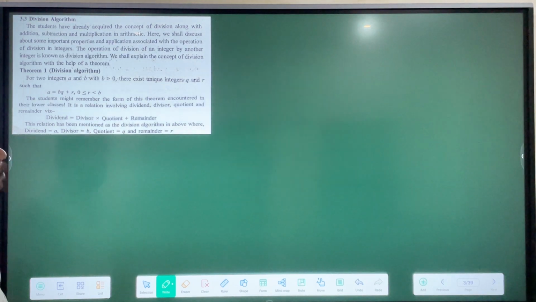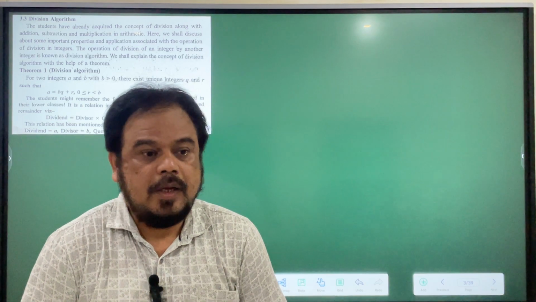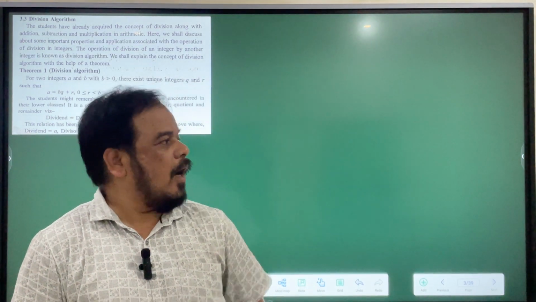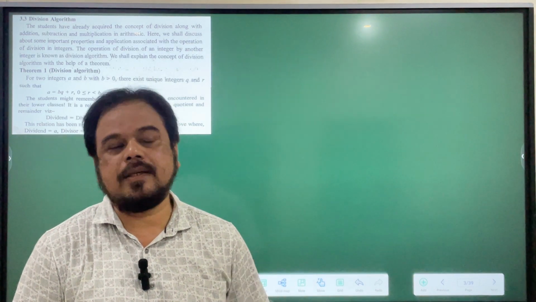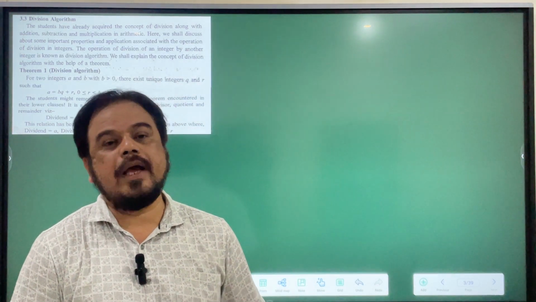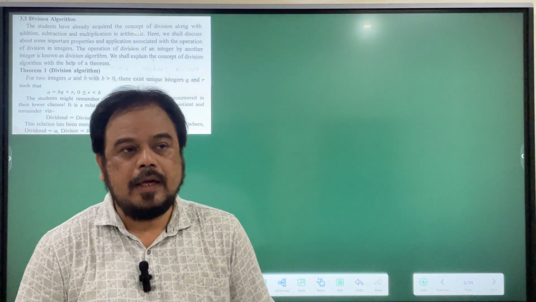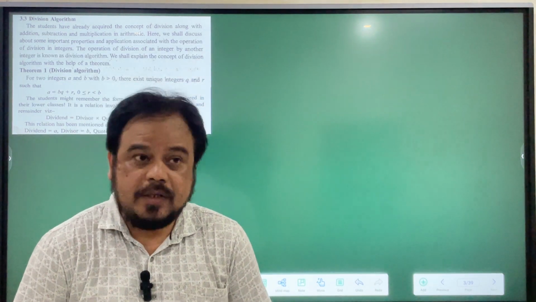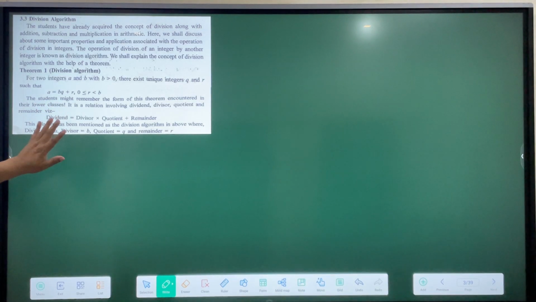Now we will go to the division algorithm. Division algorithm means this is related to division. Any number we divide by any other number, then we get a quotient. We also get a remainder. Sometimes the remainder may be 0 and sometimes the remainder may be greater than 0. So that is the division algorithm. We are going to learn the conditions related to division.